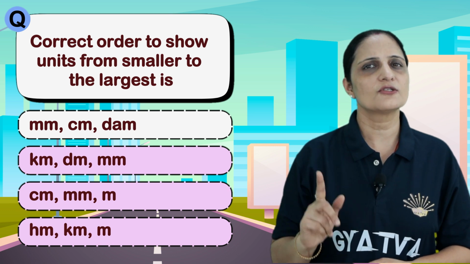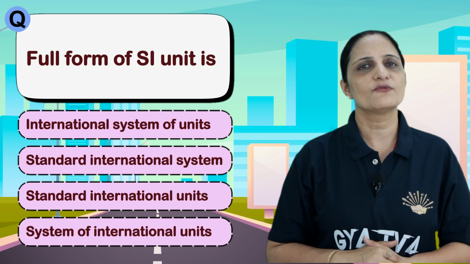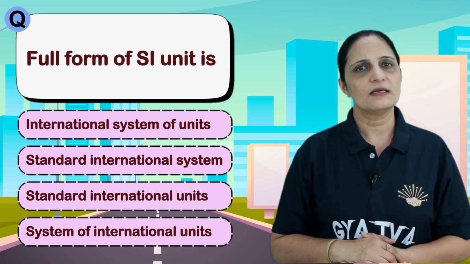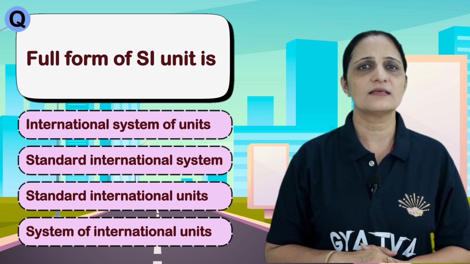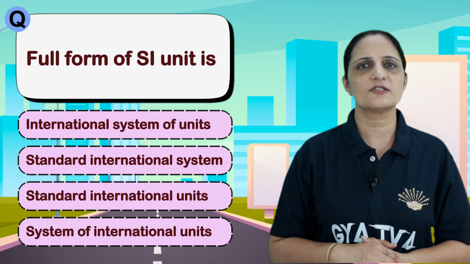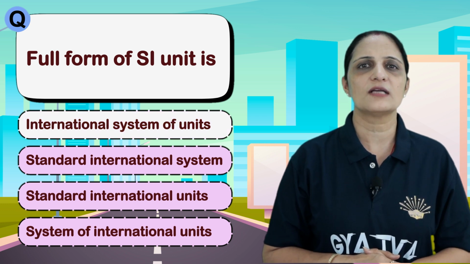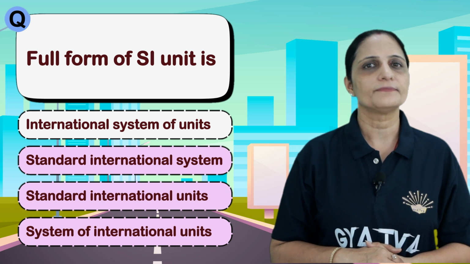Here goes. Those of you who have given the correct answer, kudos to you. Second question, full form of SI unit. International system of units, standard international system, standard international units or the system of international units. Again, the first option is the correct one, which is the international system of units.